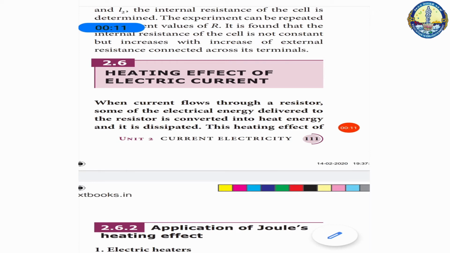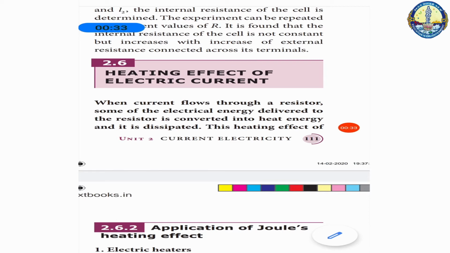The topic we are going to see now is the heating effect of electric current, in the unit current electricity. We are using many electrical devices in our daily life. If we use a machine or a bulb or a fan continuously, it will produce some heat. That is, the electrical energy is converted to heat energy. So that heat is produced by the current. That's why it is named the heating effect of electric current.